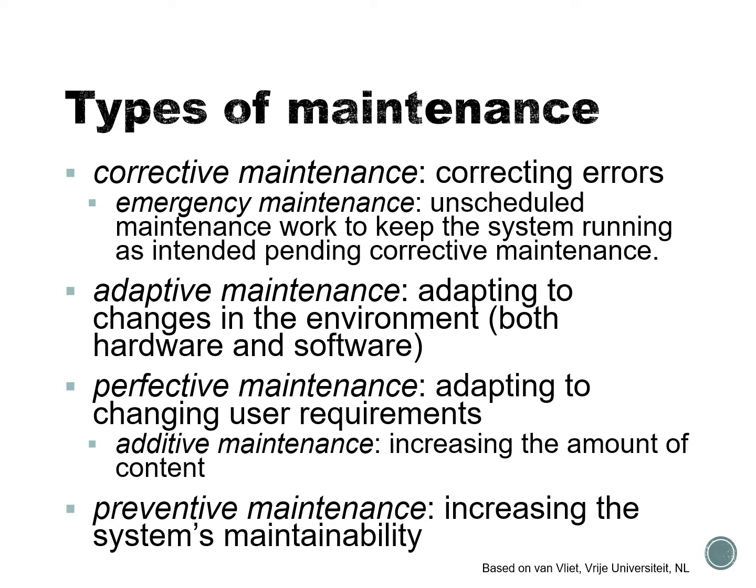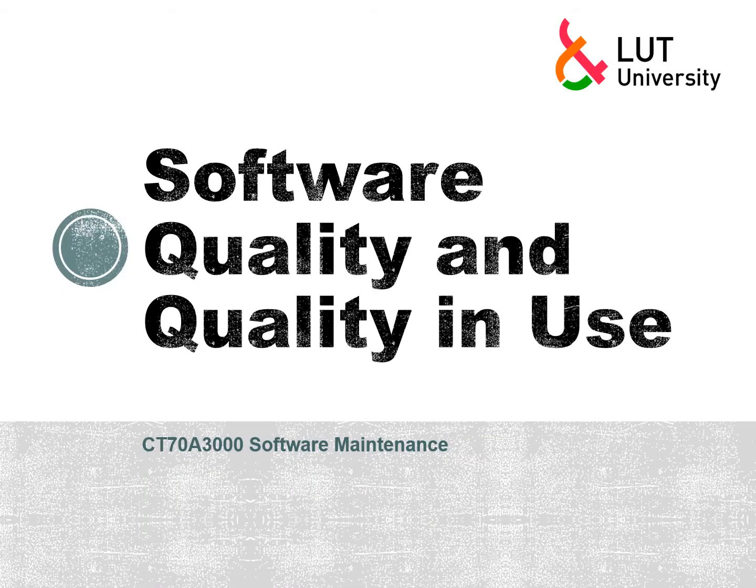If we think about something like Duolingo, the language learning application, perfective maintenance might be something like adding an entire new language or new types of exercises or stuff like that. And additive maintenance would be something like adding modules to an existing language, or small additional courses or themes or stuff like that. And finally, preventive maintenance means that you increase the system's maintainability, stability, things that make the system run better. So, of course, that's also something you might want to do.